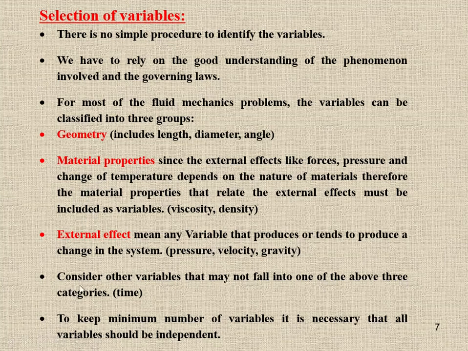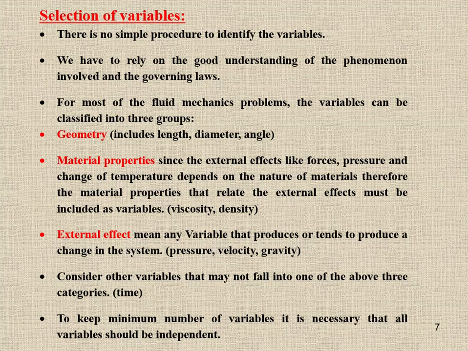There is another thing: consider other variables that may not fall into one of the above three groups or categories, that is time. To keep the minimum number of variables, it is necessary that all variables should be independent. If you are using a dependent variable, as we discussed in a case, you remember the very first problem we solved, in that problem we discussed whether the velocity at the downstream condition is an independent variable or a dependent variable.